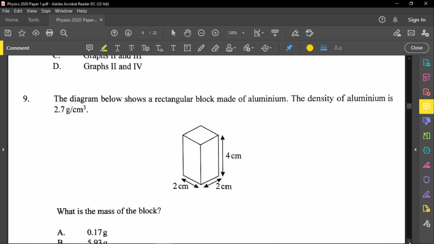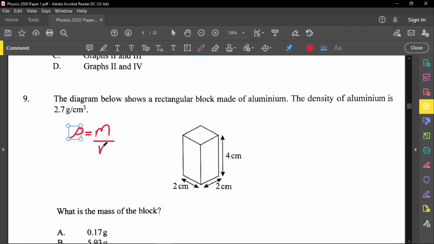It said the diagram below shows a rectangular block made of aluminum. The density of aluminum is 2.7 grams per centimeters cube. Now this is asking you what is the mass of the block. All right, so first we have a density, which is great, right? And so since we have density, let me write that formula real quick. Now density is equal to mass over volume. That's what density is, right? Mass over volume. So density is mass over volume, okay? So mass divided by volume, that's density.